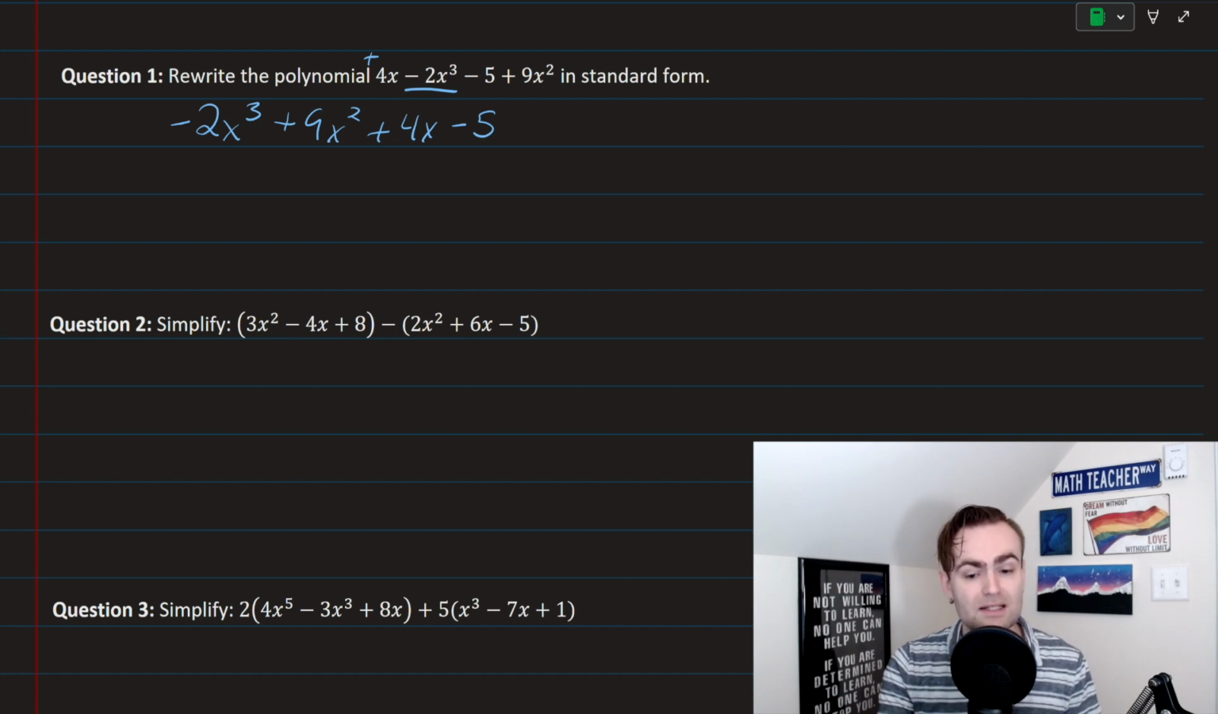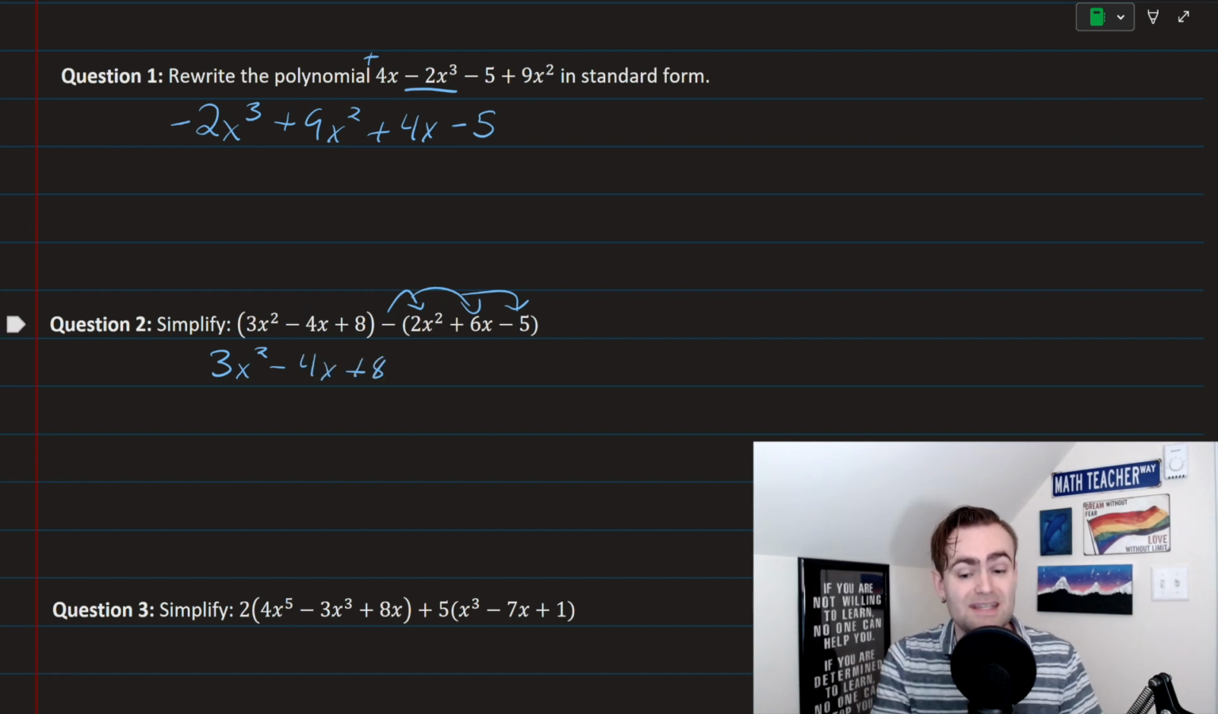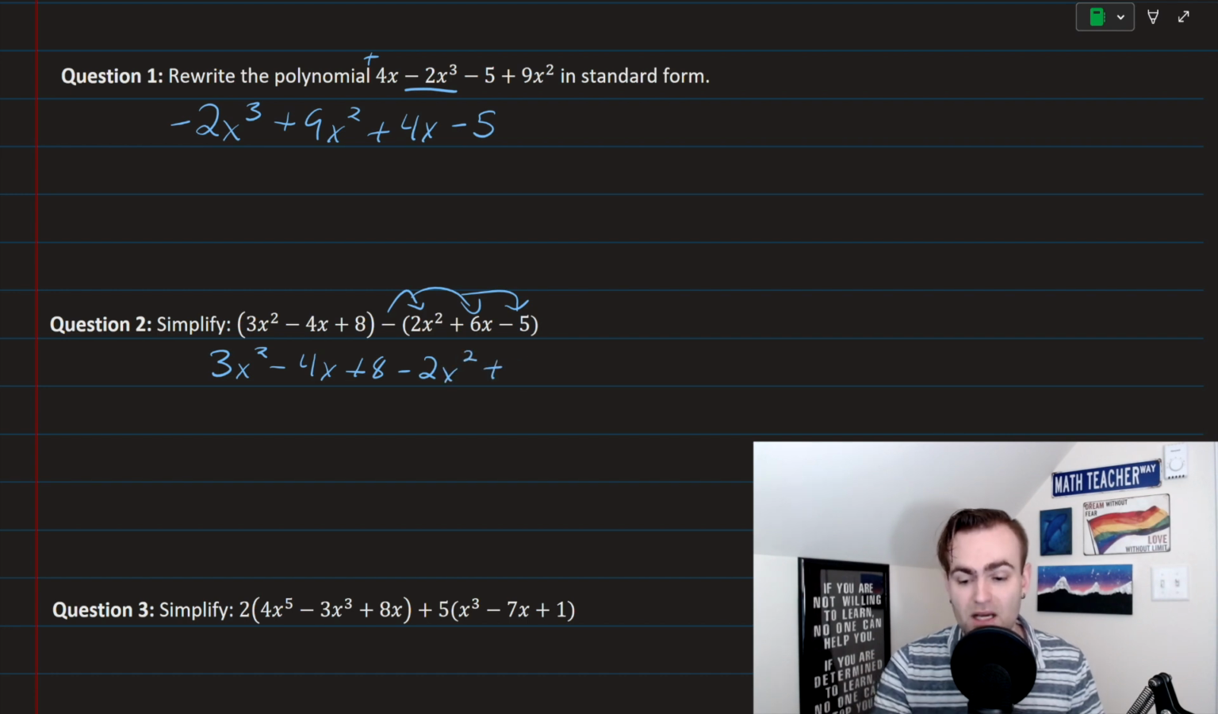So what I like to do, especially if I'm not certain, is I like to distribute. So I'm going to distribute this subtraction to all of these terms. So this one can stay exactly the same, 3x squared minus 4x plus 8. And the other reason these parentheses exist is for this subtraction. So when I distribute, I don't need them anymore. So I have minus 2x squared. Nope, not plus 6, minus 6x plus 5. And remember, negative times a negative makes a positive.